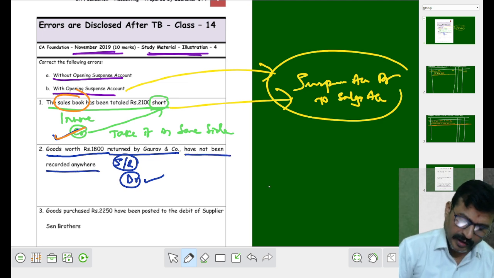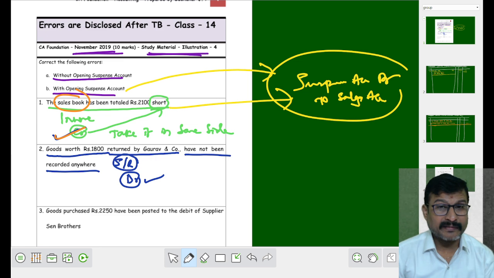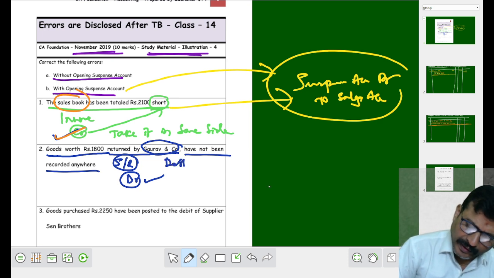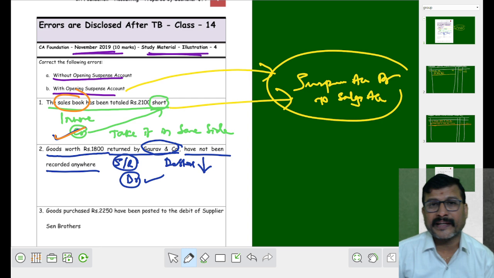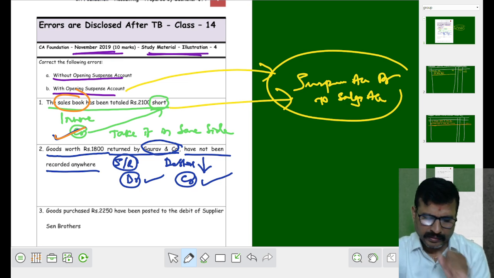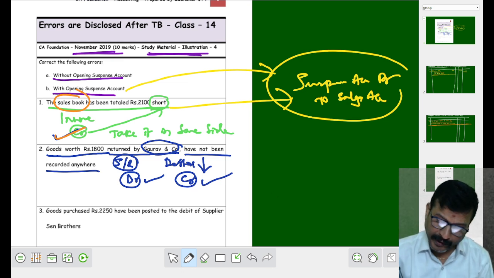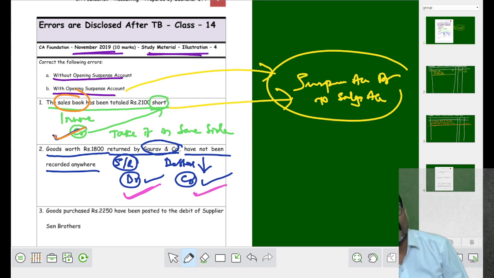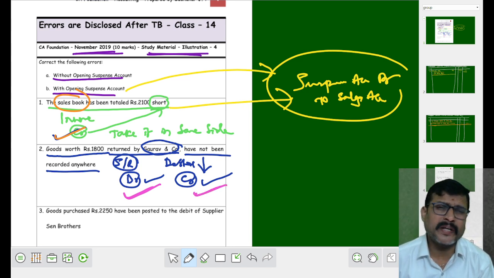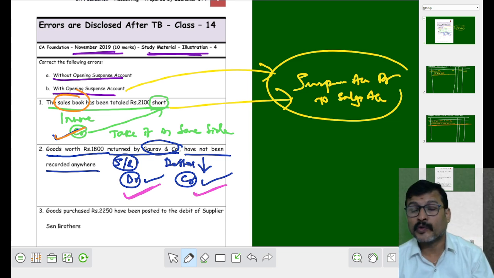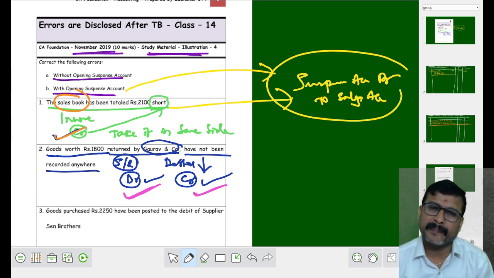Had not been recorded anywhere. Record नहीं किया. Nothing, no place recorded. Returned by whom? Gaurav & Co. Who is Gaurav & Co? Gaurav & Co is your debtor. Debtors क्या हुआ? Decrease हुआ. Debtor decrease हुआ तो क्या करना? Credit करना. Then what is your correct entry? Entry नहीं हुआ है ना? So we have to record it correctly in the same place. There is nothing wrong, but the entry is omitted. It is called a complete omission of error. When an entry is completely omitted, it is called a complete omission of error, which won't affect the agreement of the trial balance.